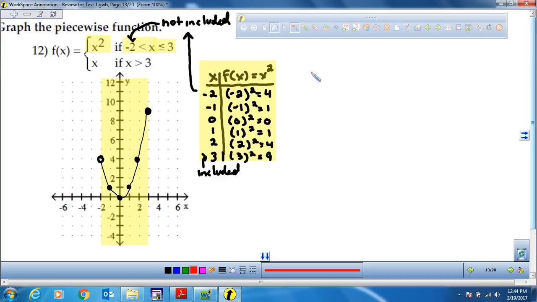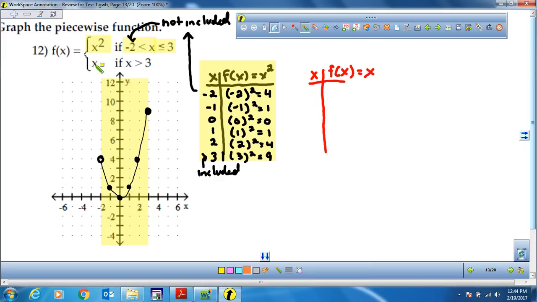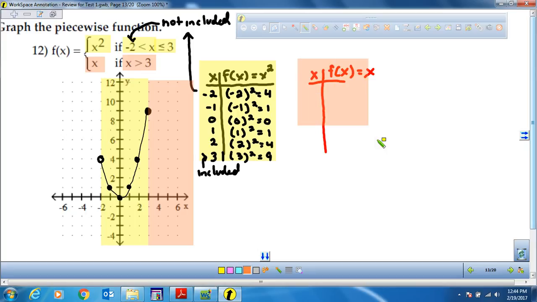Second piece of the function. Now the second piece of the function, we're going to create another small table right here, and that table is going to be for the function f of x equals x. That's the second function we see there. But be careful here, x only contains the values of x greater than 3. So basically it's going to contain 4, 5, 6, 7, or any number greater than 3. Decimals as well, right? Any number greater than 3.